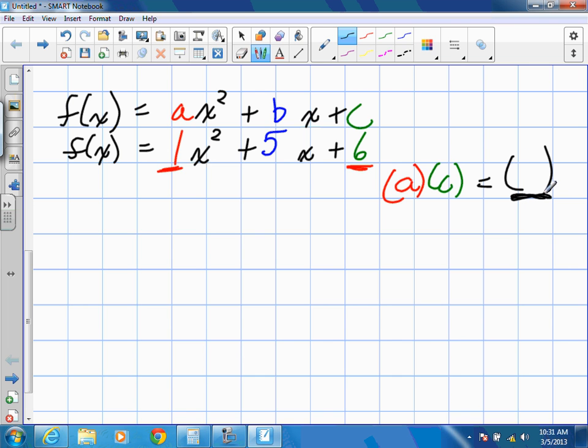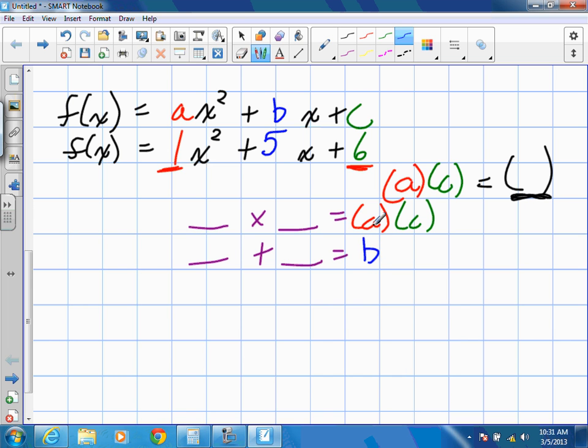So what we're really going to be doing is looking for two numbers: a number multiplied by another number that is going to equal what A times C is. And then we're also going to look for those same two numbers added together that are going to add up to our B value. Sounds confusing, but let's actually go through this.